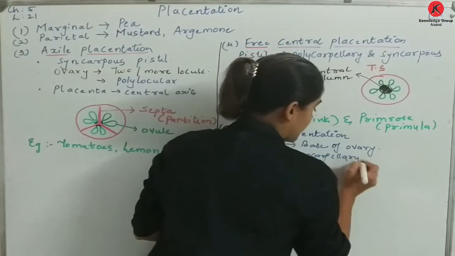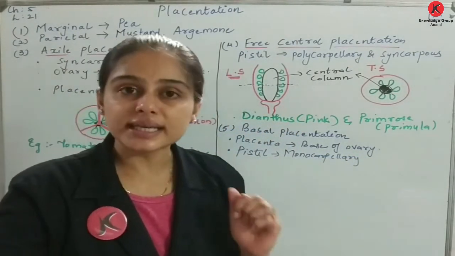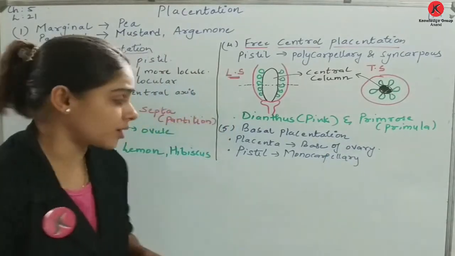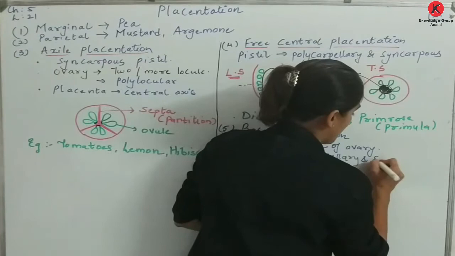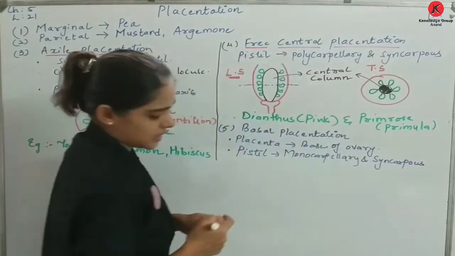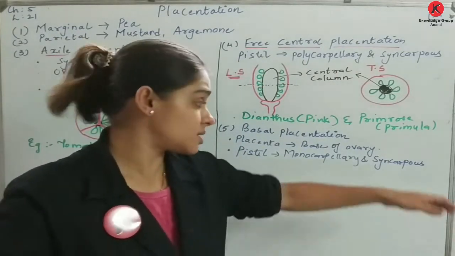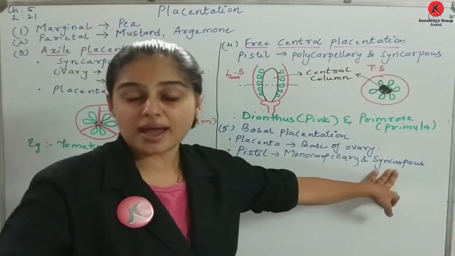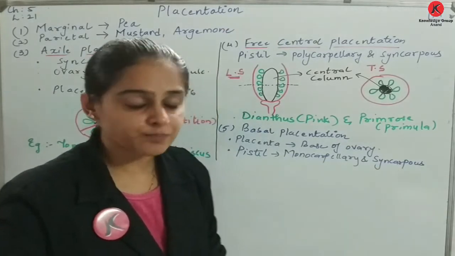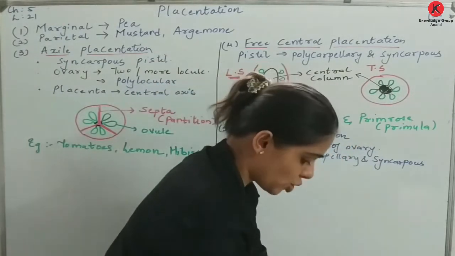Okay, monocarpellary in the sense some flowers have only one pistil, one carpel, or some of them have syncarpous pistil. Syncarpous in the sense it will be polycarpellary, and they are fused. Am I clear? Okay, let's understand the same by drawing a diagram.